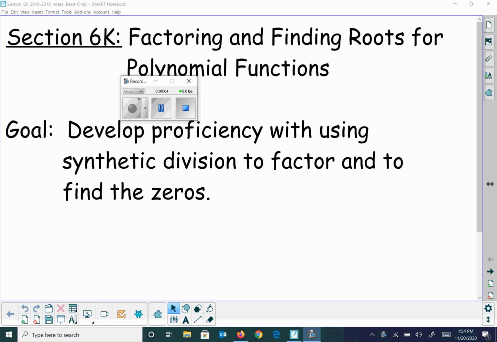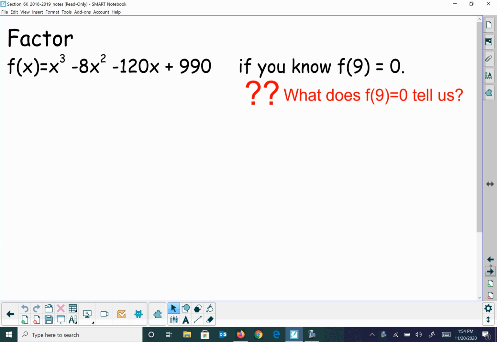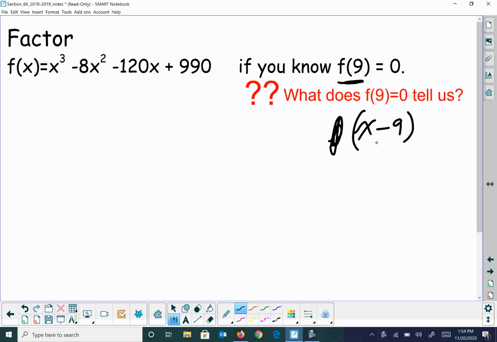This is 6K, so factoring and finding roots for polynomial functions. All right, so we're continuing with more synthetic division. So if we wanted to factor this, if we knew that f at 9 is 0, that means that x minus 9 is a factor, okay? Because they tell us this.